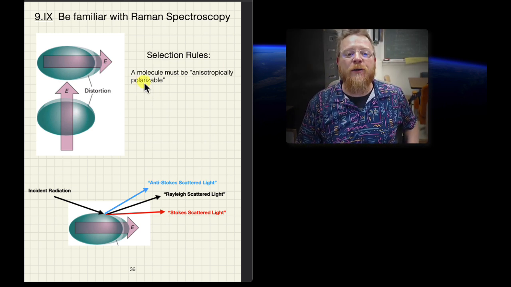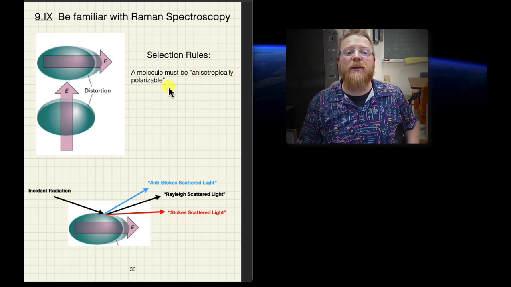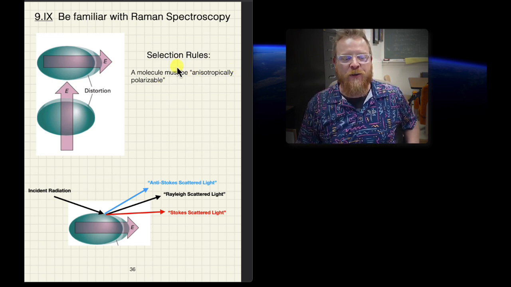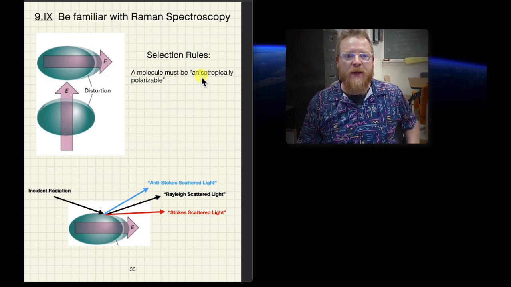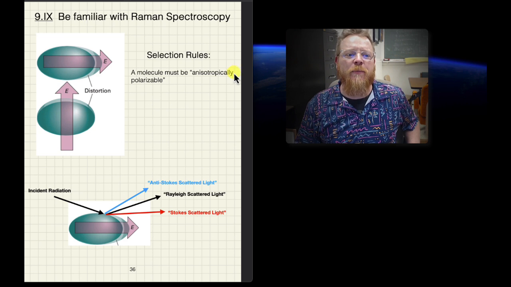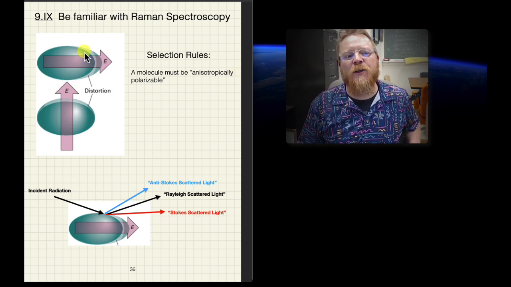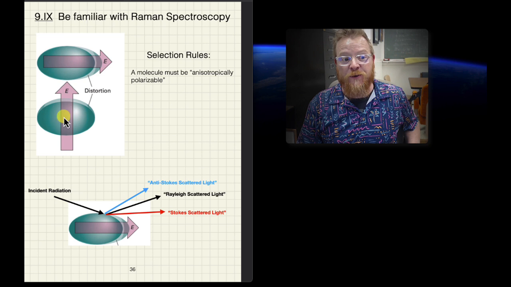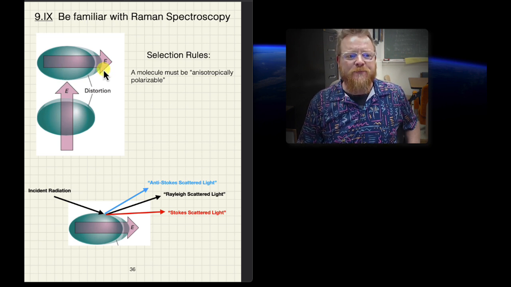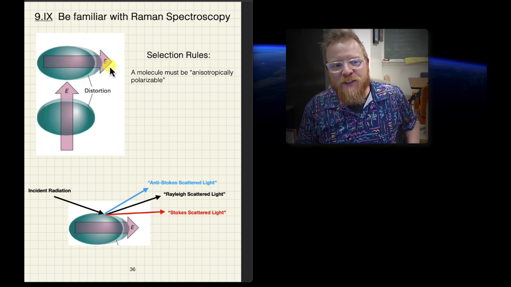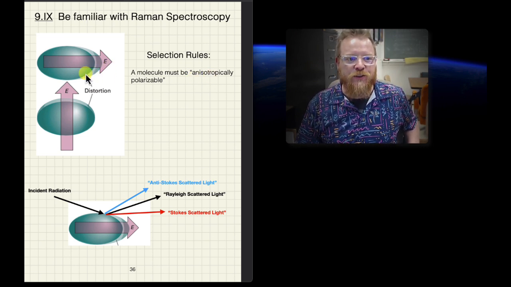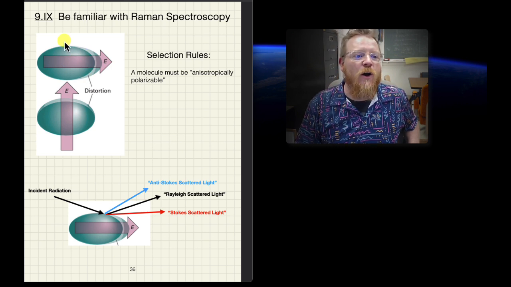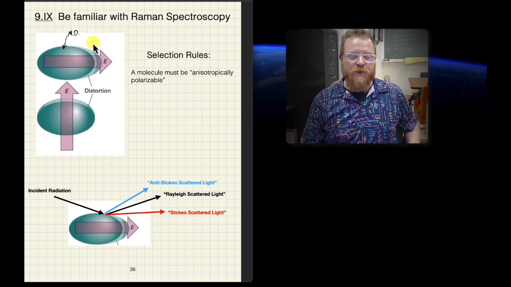A molecule must be anisotropically polarizable in our selection rules to have a Raman spectrum. What that means is, as the molecule enters some electric field, shown by E here, if its molecular orbitals can be distorted in this anisotropic way, then it will give rise to a Raman spectrum. What these ovals are showing you are the MOs, the molecular orbitals.